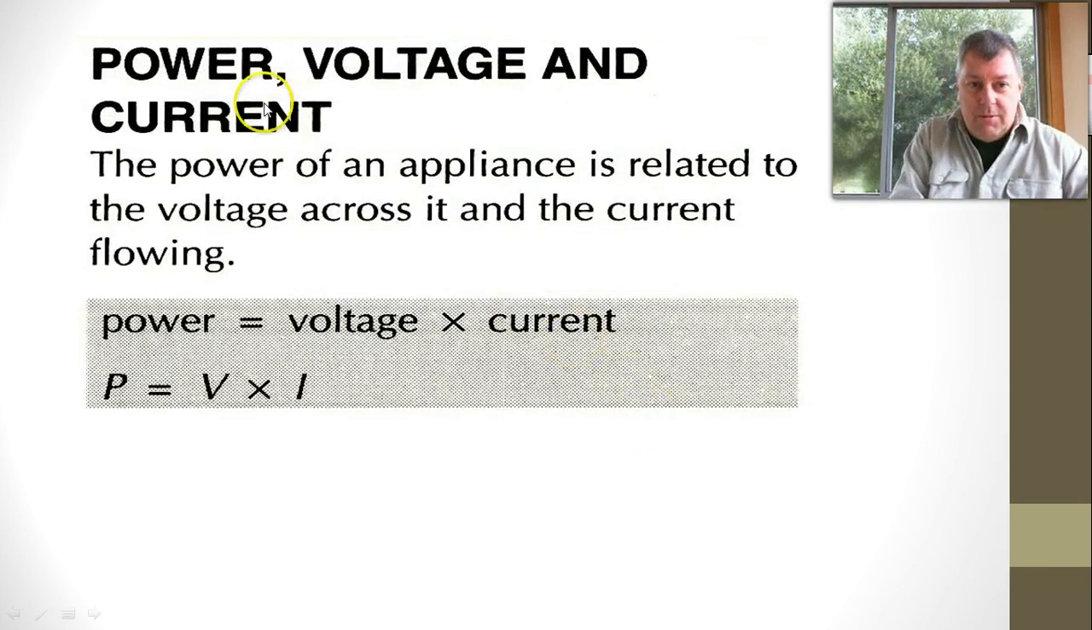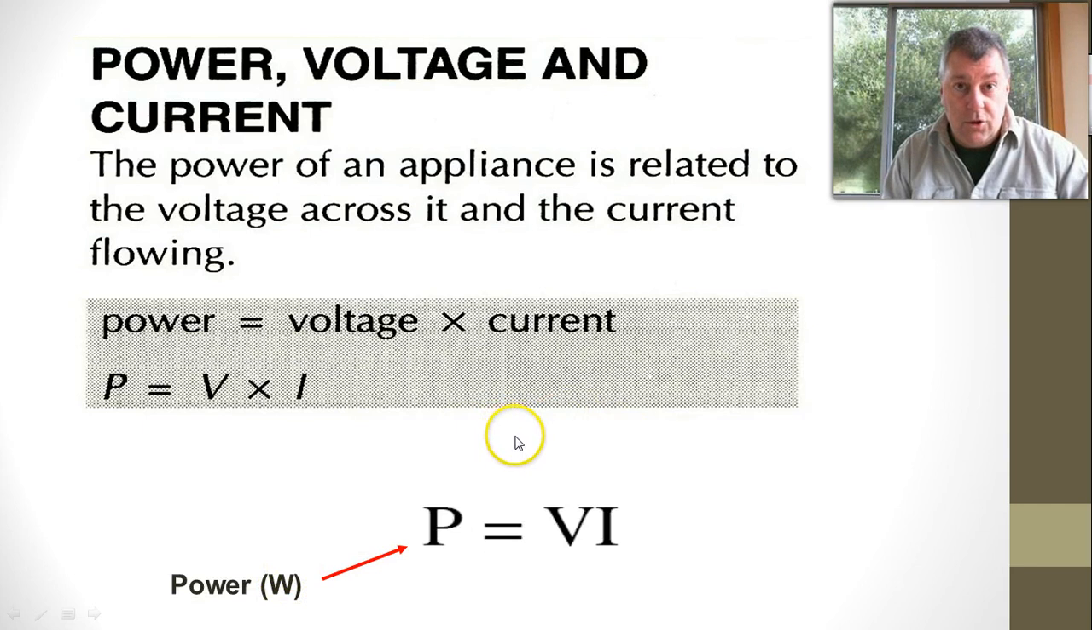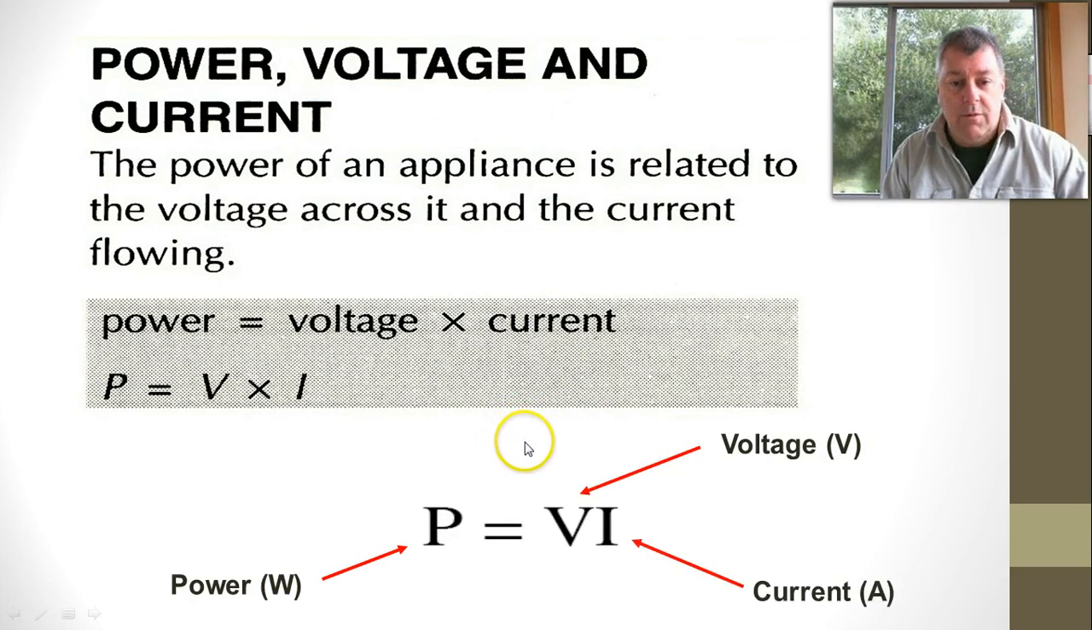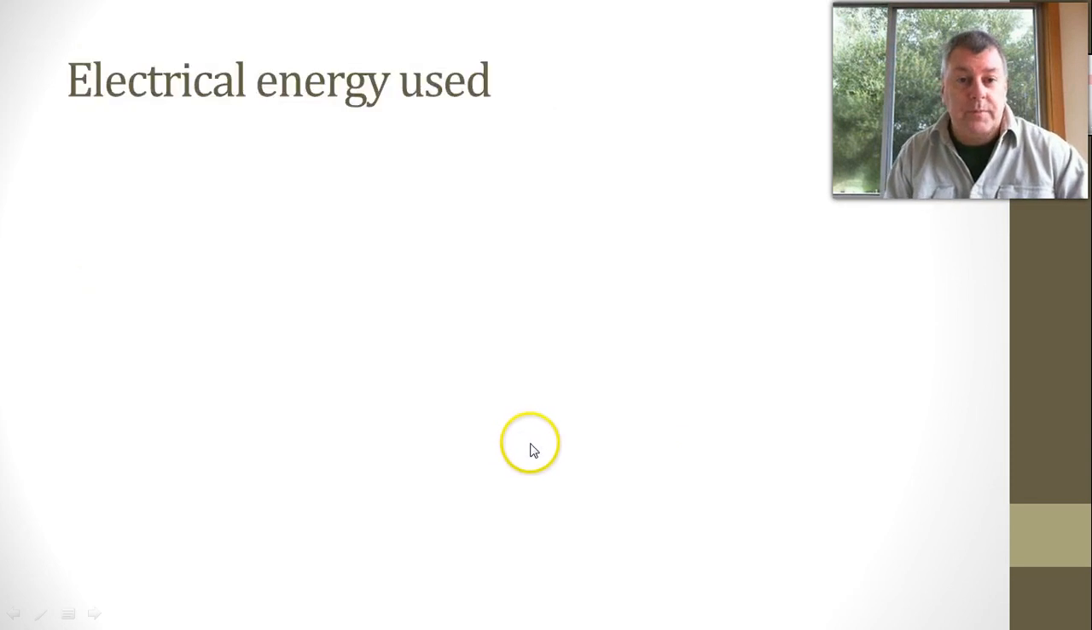So what's the relationship between power, voltage and current? Well, it's related to P equals VI. And on your information sheet you're given that, where power is in watts, capital W for the units, voltage we've used before, and current we've used before. So if we know the voltage and current, we can work out the power.